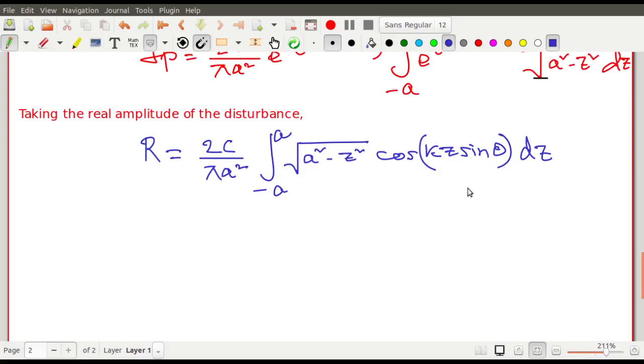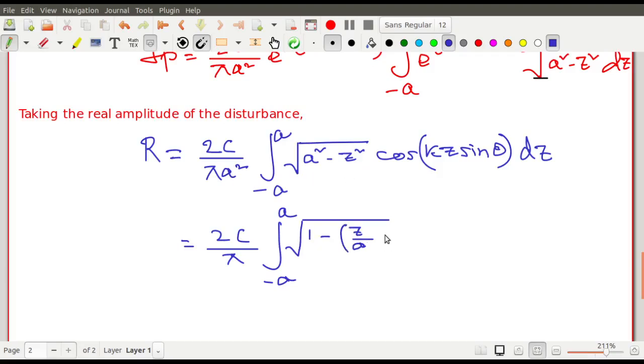You take this integral to be, let, what to do, twice c by pi, minus a to plus a. You take one of the a inside the root. আচ্ছা, একটা a কে নাও, you take one of the a and take it inside the root, so it becomes a square inside the root. So 1 minus z by a whole square. This is one of them. Cosine of kz sin theta. I have nothing to do over here.